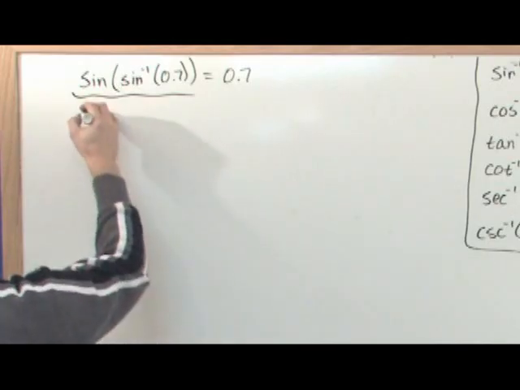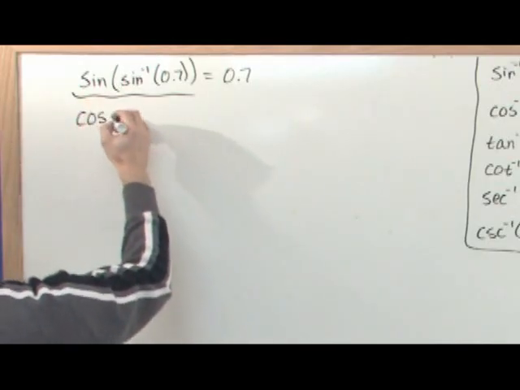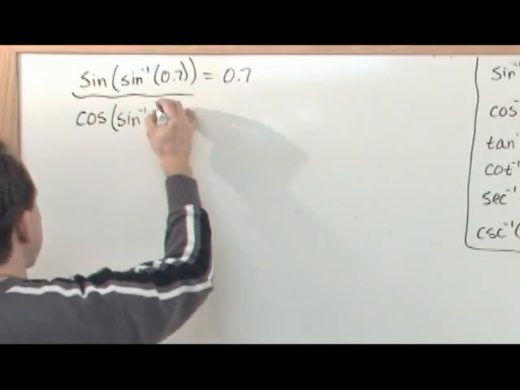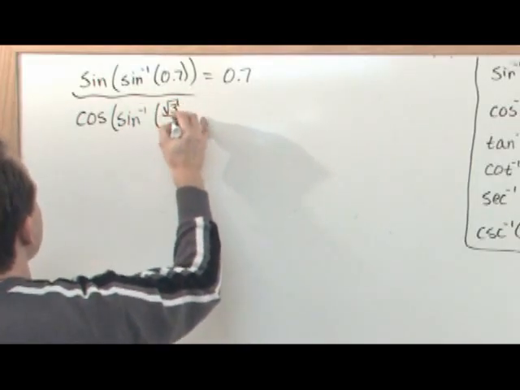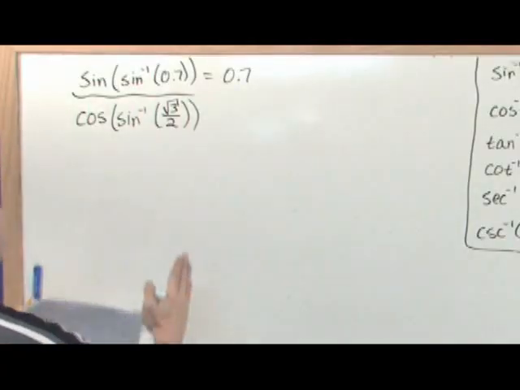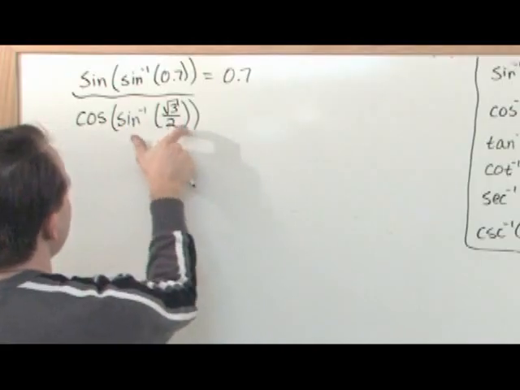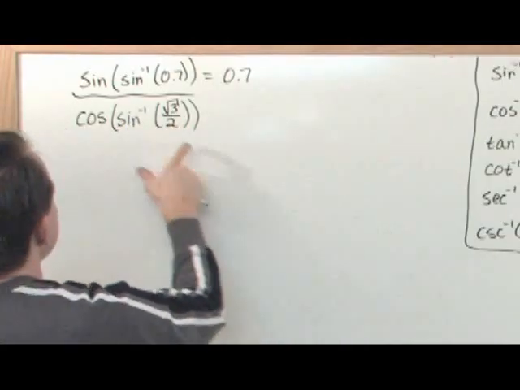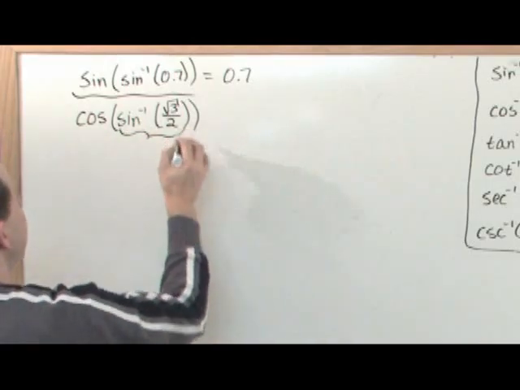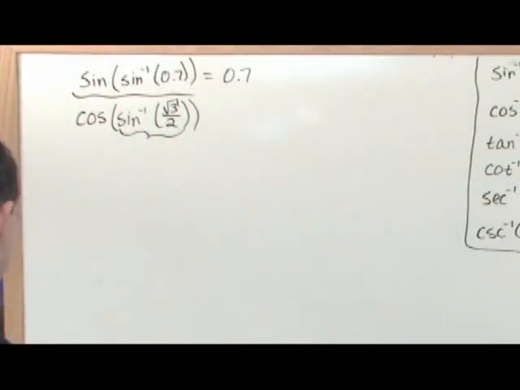But what if I mix it up a little bit and I say, what if I have the cosine of the inverse sine of square root of 3 over 2? Okay, the cosine of the inverse sine. Well, it's just like anything else in life. You have to start small and go ahead and evaluate the inside and get the answer, and then evaluate the outside. Okay, so let's work with the inside first, the inverse sine of square root of 3 over 2.